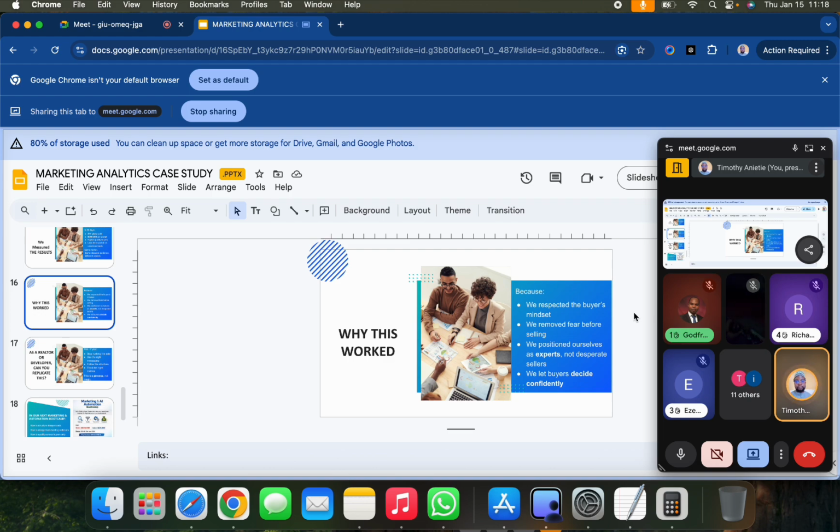We let buyers decide confidently. We were not pushy. Like I said, you have to learn to study and accept what the client needs. You don't have to be pushy about your own recommendation. If he says this is the kind of property he wants, what you tell them is, oh, perfect. Actually, this property at this location suits your interest. This is why I said so.